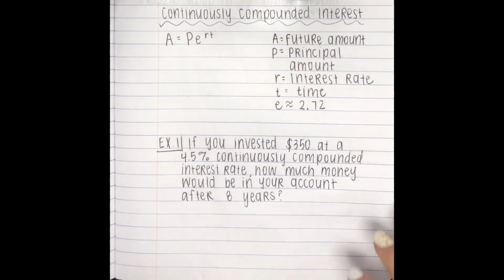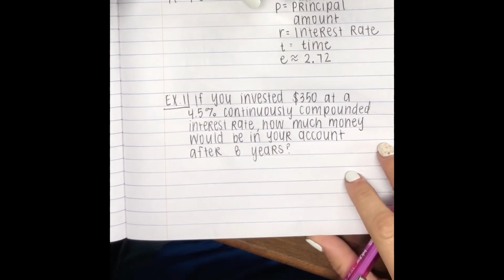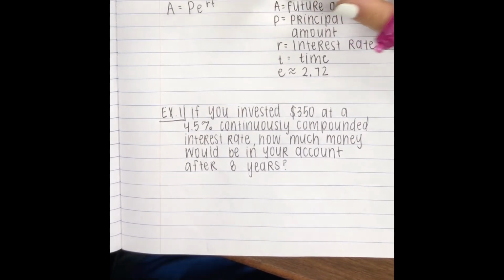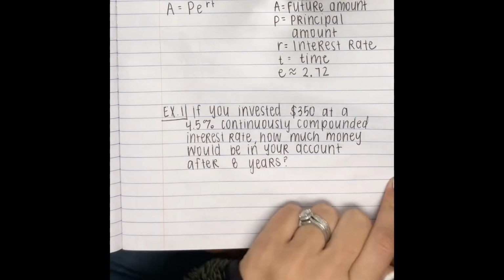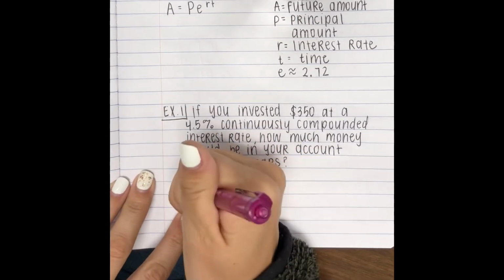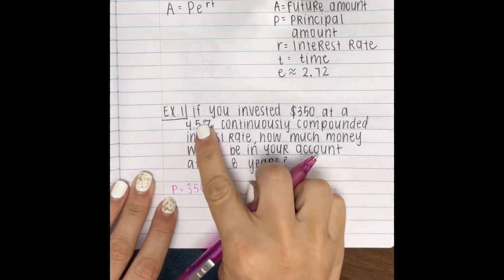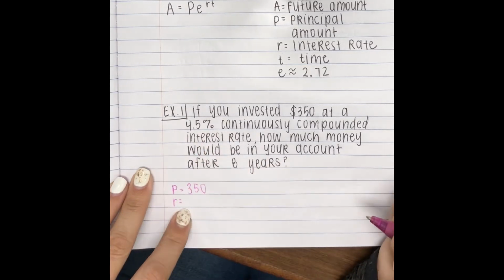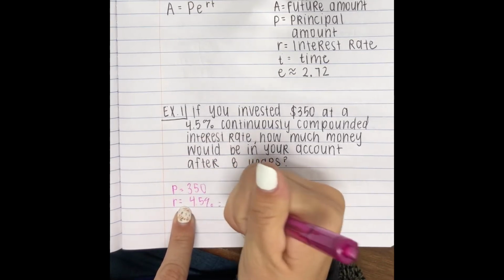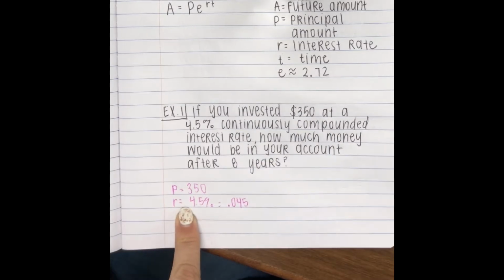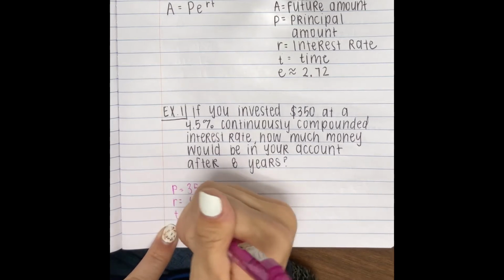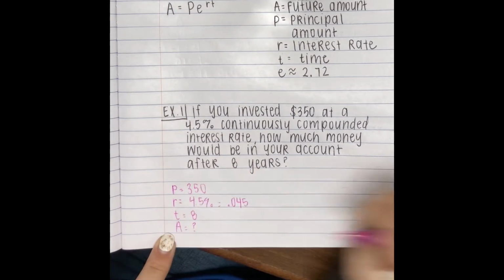So let's look at an example of what that looks like. Example 1: if you invested $350 at a 4.5% continuously compounded interest rate, let's go ahead and label some of this, right? So P, my initial amount I'm investing, is $350 at a 4.5% continuously compounded interest rate. So 4.5% would be 0.045. How much money would be in your account after 8 years? So t is 8, and we're trying to figure out our A, right?